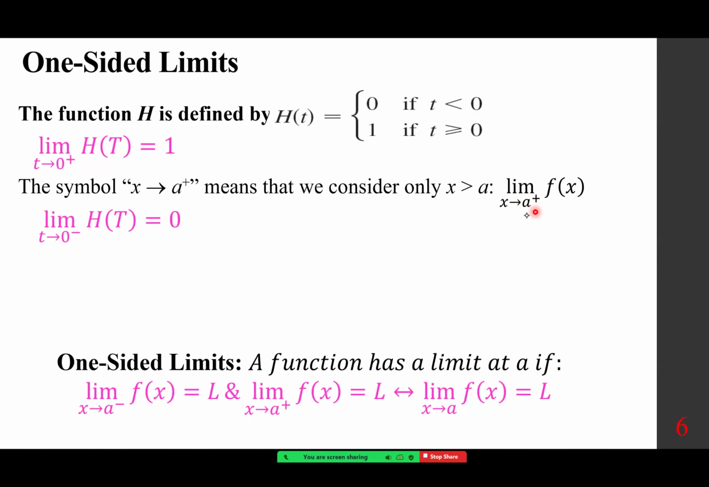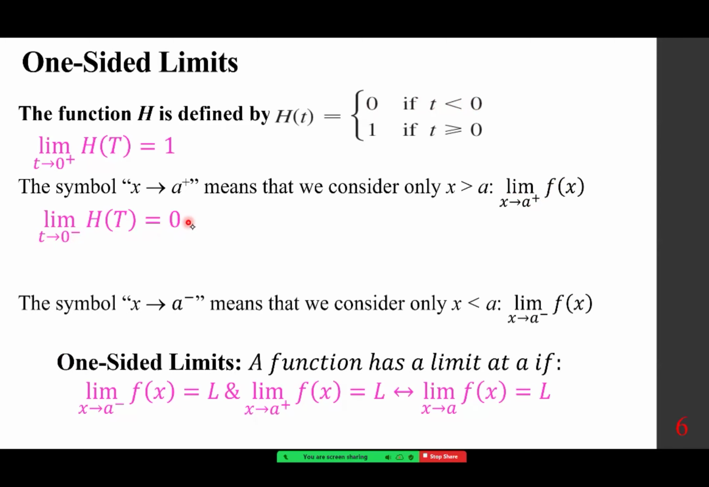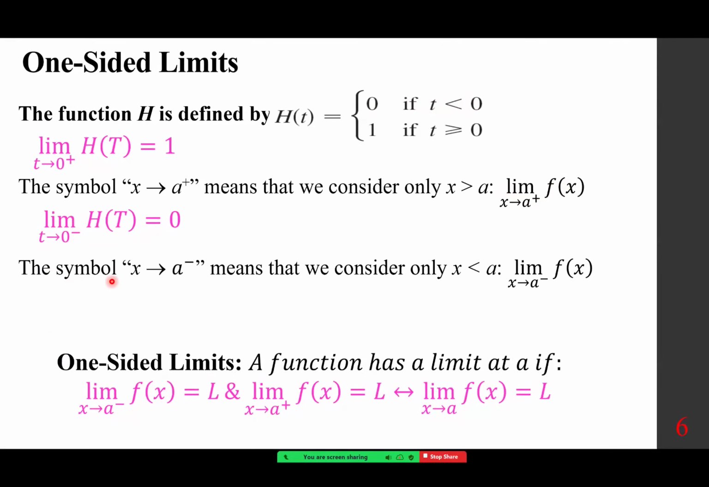On the other hand, the limit of h of t as t approaches 0 from the left is 0, because t approaches 0 from the left, that means t less than 0, and the answer is 0. That's why we get that, and the reading is as follows. The symbol x approaching a from the left means that we consider only x less than a: the limit of f of x as x approaches a from the left.